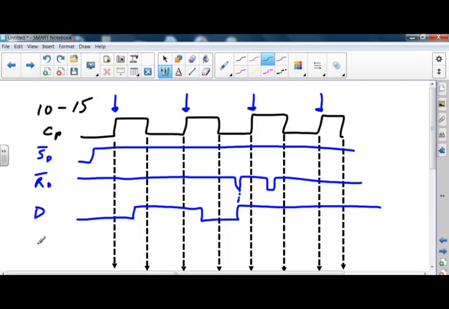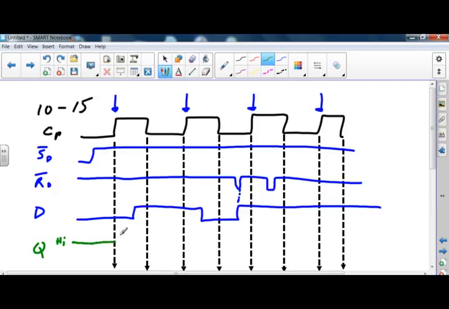Okay, now we're looking at Q. My set is low, which means it gets inverted to a 1 and I get set. My reset is high, which means it's a 0, which means it doesn't get reset. So I'm going to start with high. So I'm high on my Q to begin with. And the only time I do an asynchronous reset is over here, so that's the only thing I'm going to look at.